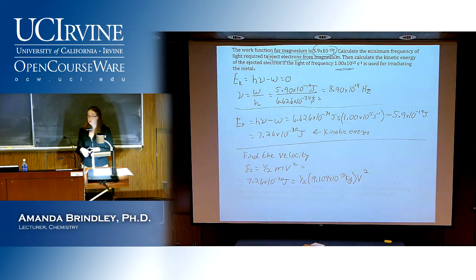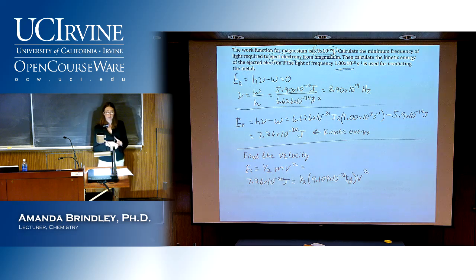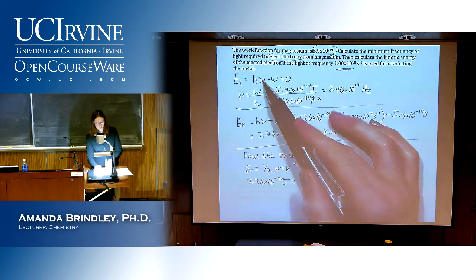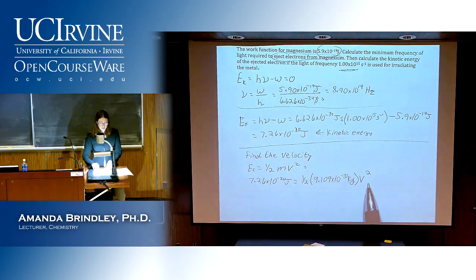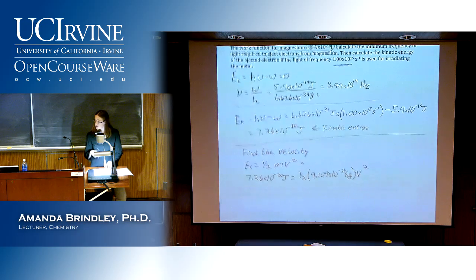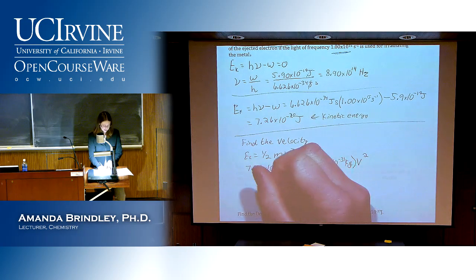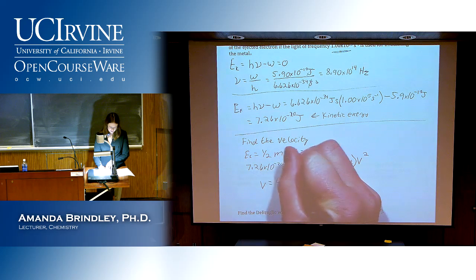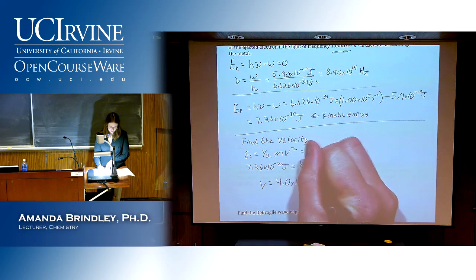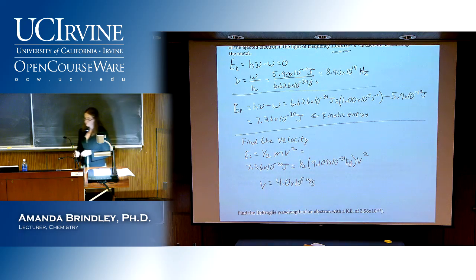Now notice this is one of those places where we have both frequency and nu, and they're in one equation. So make sure not to mess them up. This was nu for the threshold frequency. This was nu for this frequency. And this is v for velocity. So now we go through and we solve this, and we get our velocity.